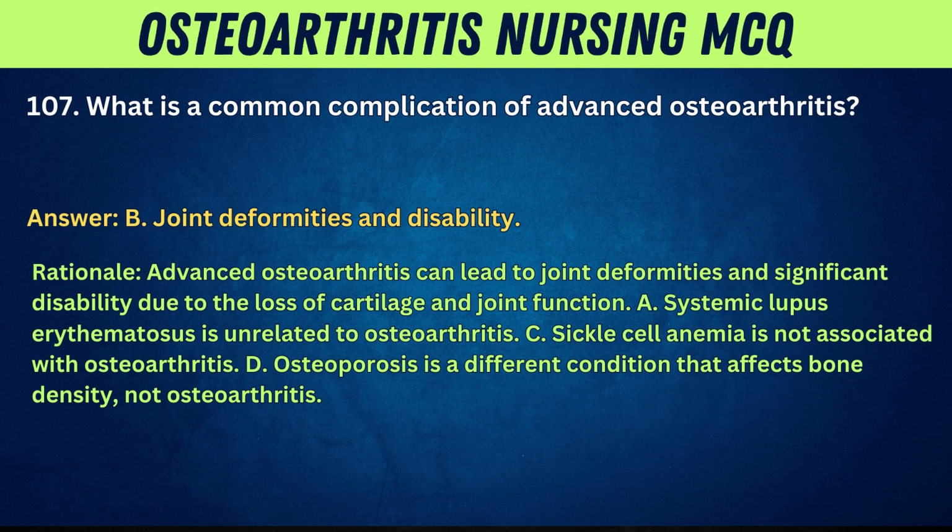A. Systemic lupus erythematosus is unrelated to osteoarthritis. C. Sickle cell anemia is not associated with osteoarthritis. D. Osteoporosis is a different condition that affects bone density, not osteoarthritis.